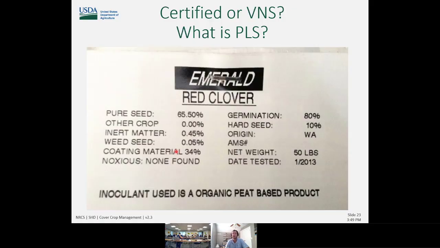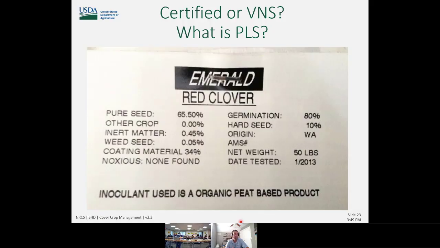A lot of times we find that our legumes, especially the small seeded legumes, are being coated, and they could be coated in different things. This one, the seed tag actually tells us that the inoculant used is an organic peat-based product. So that is that seed coating. It also includes the inoculant, but also some peat that may facilitate seeding those smaller seeded species, where it takes up more room.